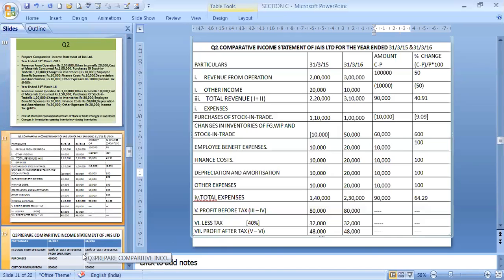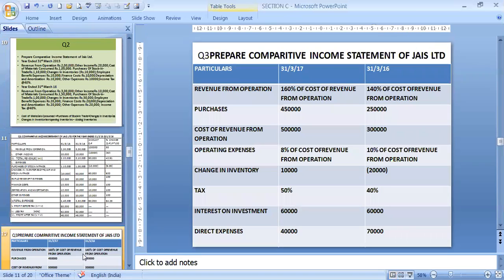Now we will be seeing the second sum. This second sum will be your homework. This will be an illustration sum. I will give you an illustration and explain it a little. 160% of cost of revenue from operation. Cost of revenue from operation is 5 lakhs.